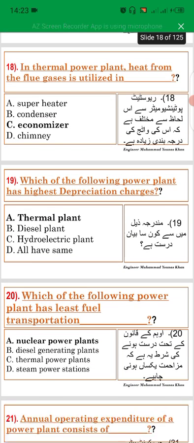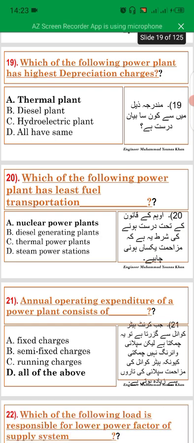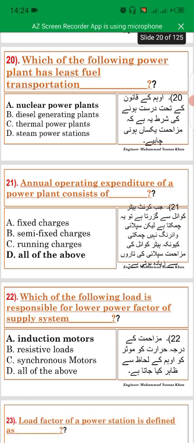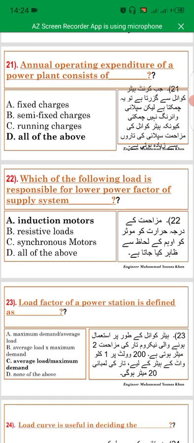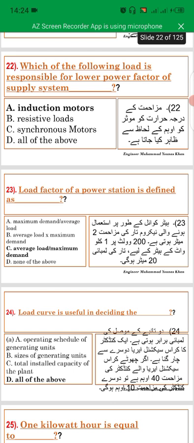In thermal power plant, heat from the flue gases is utilized in economizer. Which of the following power plant has highest depreciation charge? Thermal plant. Which of the following power plant has least fuel transportation? Nuclear power plants. Annual operating expenditure of a power plant consists of fixed charge, semi-fixed charge, running charge, all of the above.